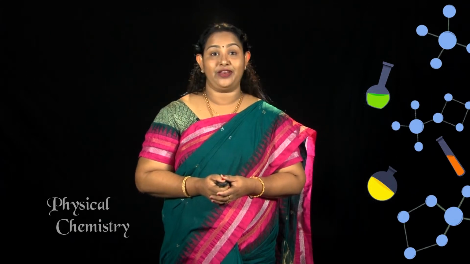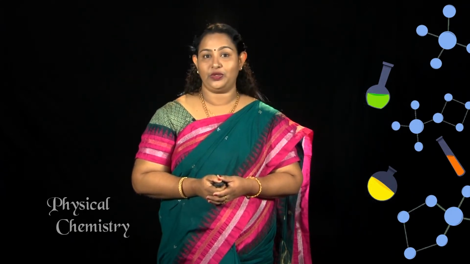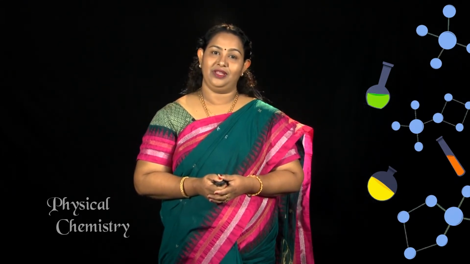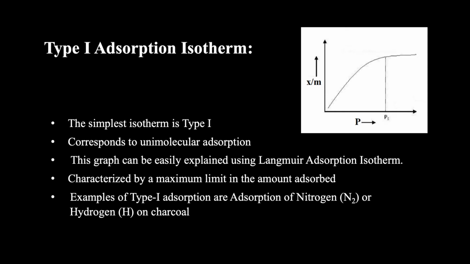Before going into detail on the derivation of the BET equation and BET adsorption isotherm, we shall discuss five different types of isotherm. First, we will see type 1 adsorption isotherm. As you can see in the figure, type 1 is the simplest isotherm. It corresponds to unimolecular adsorption, and this graph can be easily explained using Langmuir adsorption isotherm. It is characterized by a maximal limit in the amount adsorbed. Examples of type 1 adsorption are adsorption of nitrogen or hydrogen on charcoal.